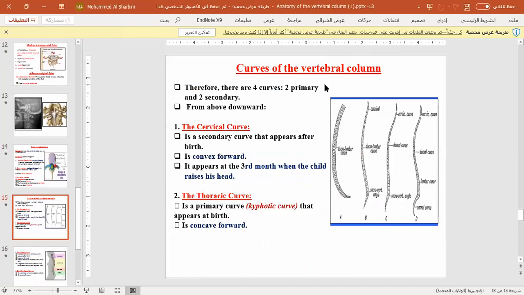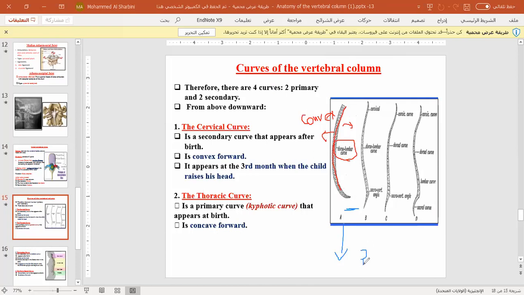What are the curves of the vertebral column? I told you in the previous lecture that the baby is born with its vertebral column like that. It is convex from posterior. Again, guys, convex from posterior and concave from anterior. During after birth, what happened?